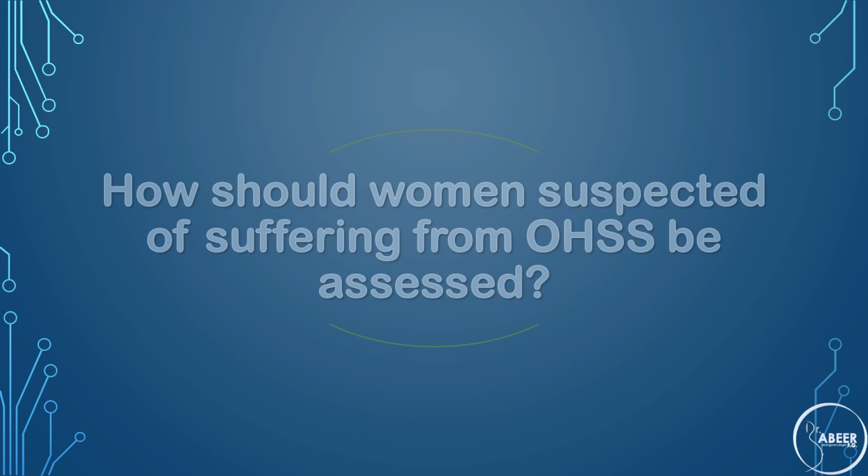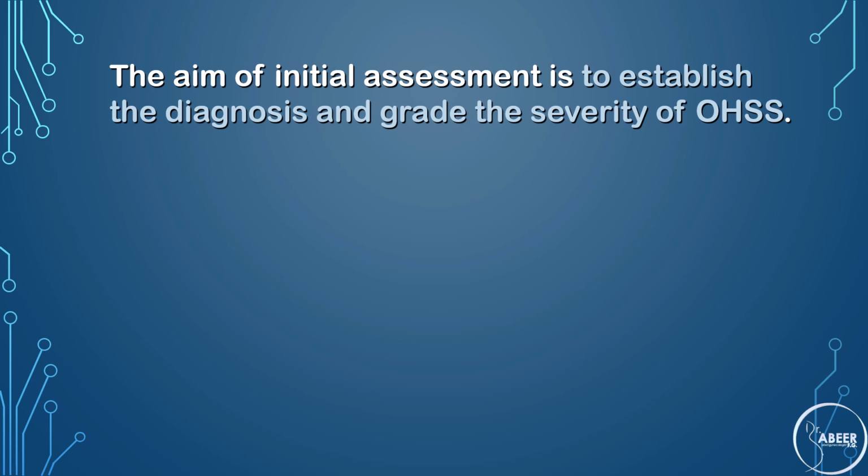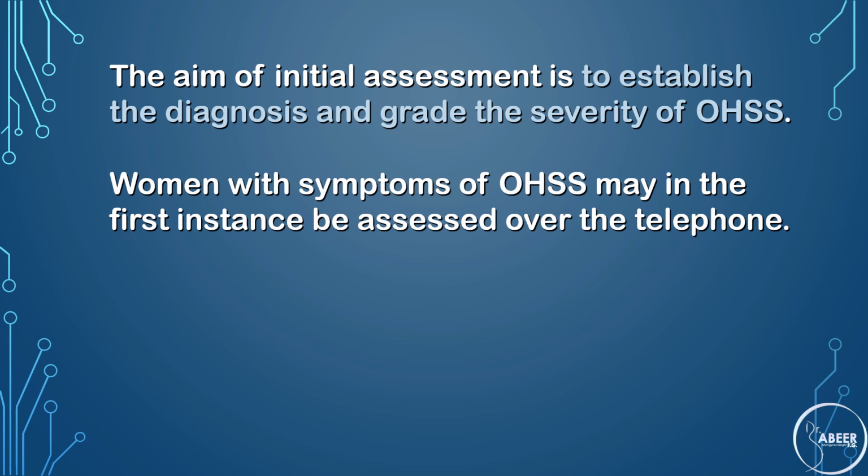Initial assessment. How should women suspected of suffering from ovarian hyperstimulation syndrome be assessed? Women presenting with symptoms suggestive of ovarian hyperstimulation syndrome should be assessed face to face by a clinician if there is any doubt about the diagnosis or if the severity is likely to be greater than mild. The aim of initial assessment is to establish the diagnosis and grade the severity of ovarian hyperstimulation syndrome. Women with symptoms of ovarian hyperstimulation syndrome may in the first instance be assessed over the telephone.